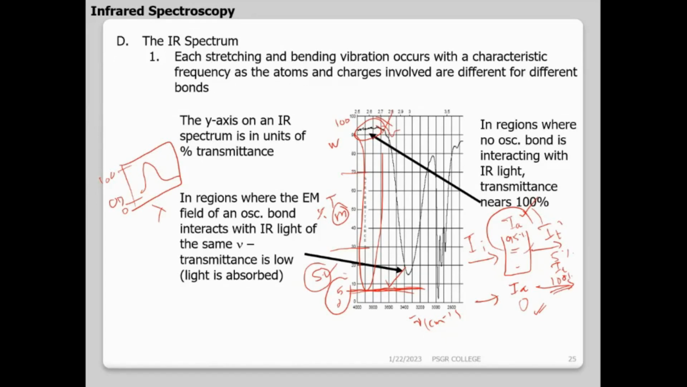In which range do you think our peak should be in IR? Where should a good peak be? What should the transmittance be? Anyone who has not answered so far? 0 to 30. So my peak should be from 0 to 30.